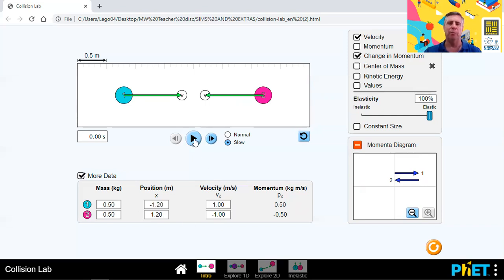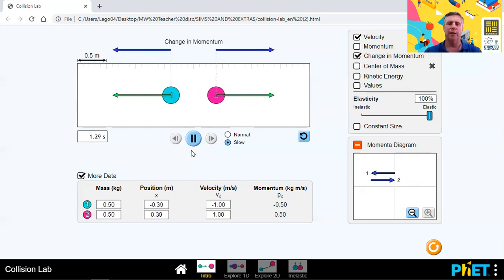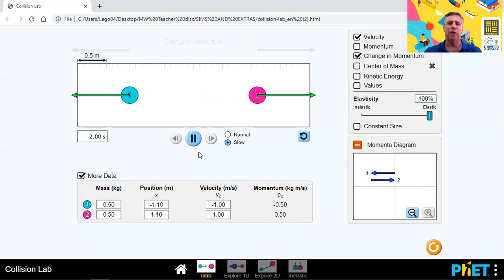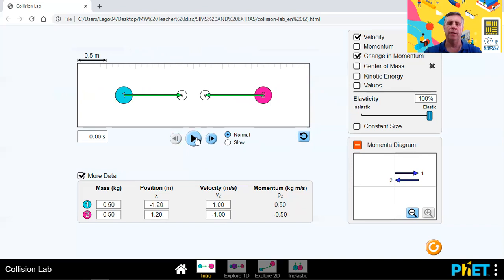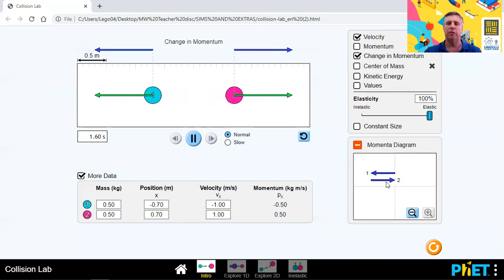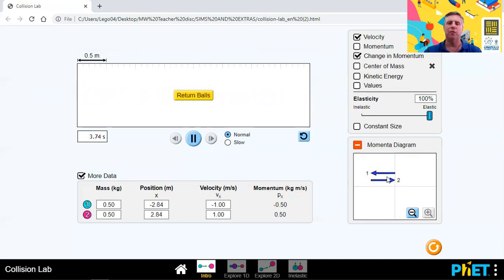So we can imagine what happens in the collision, seeing it in slow motion here, and you can see they simply change direction. Let's see it at normal speed again, and the two of them simply change direction, and you can see the velocities change direction there. So there's no change in total momentum, which is 0 before the collision and also 0 after the collision.